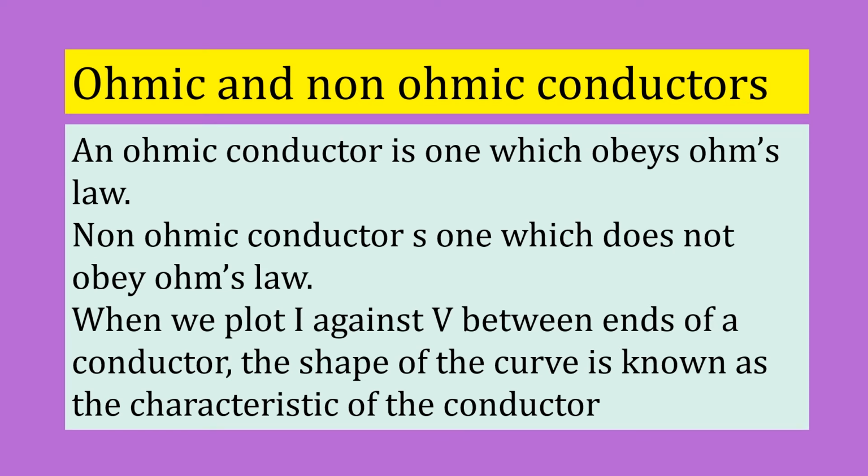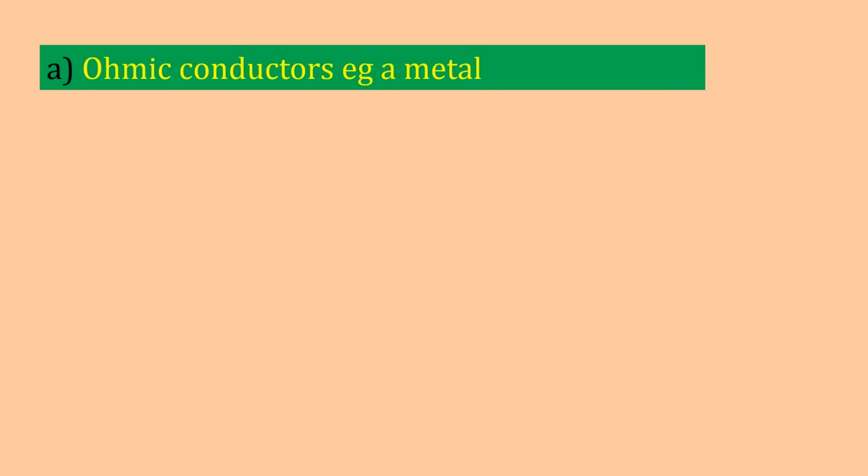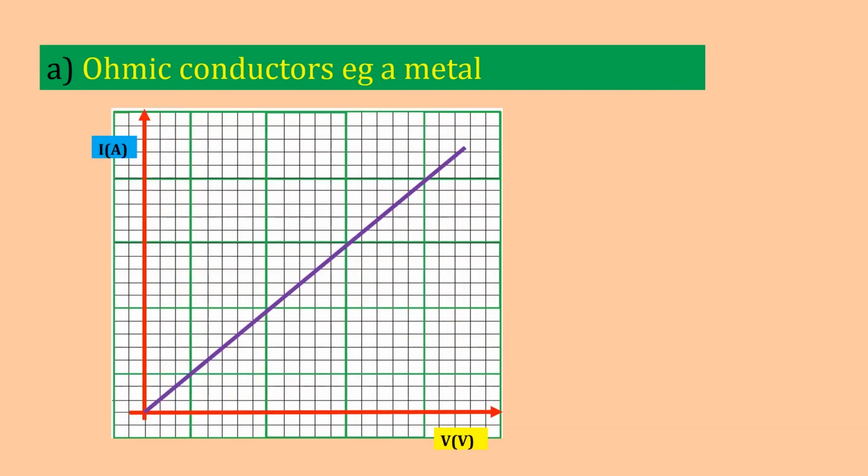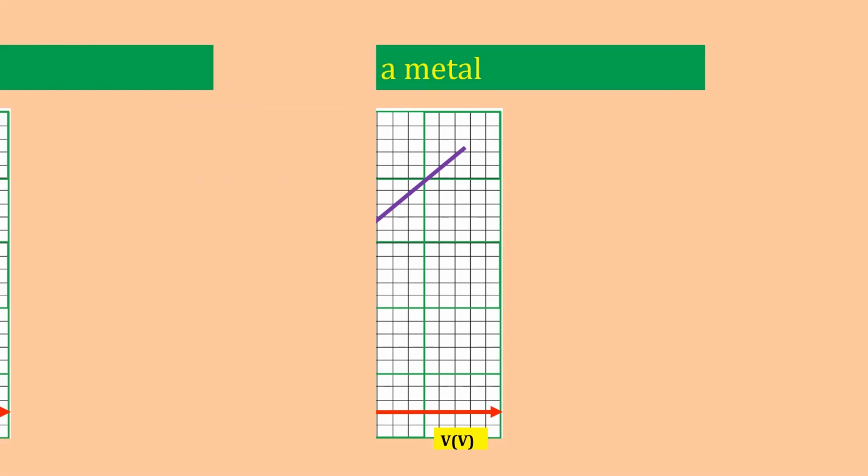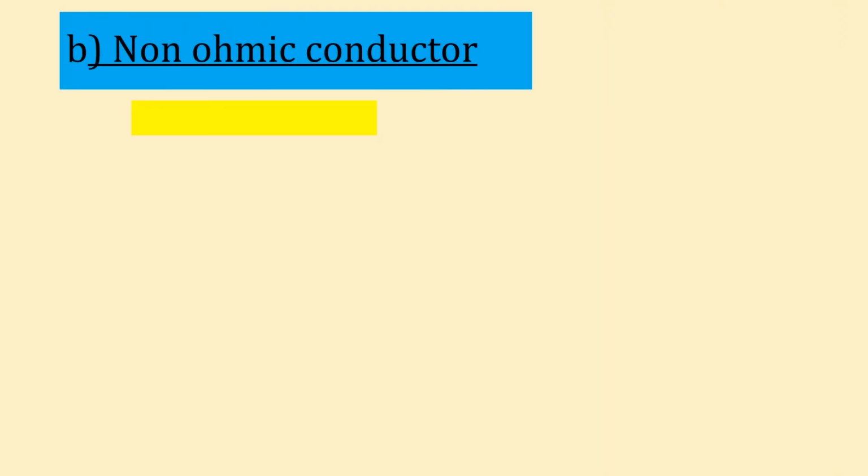So we are going to sketch the characteristic curves of both the ohmic conductors and the non-ohmic conductors, and we see how they look. The characteristic curve of the ohmic conductors, e.g. the metal and other conductors, looks like this. It is a straight line through the origin, simply showing that the current flowing across the conductor is directly proportional to the PD. For the non-ohmic conductors, the characteristic curves are different.